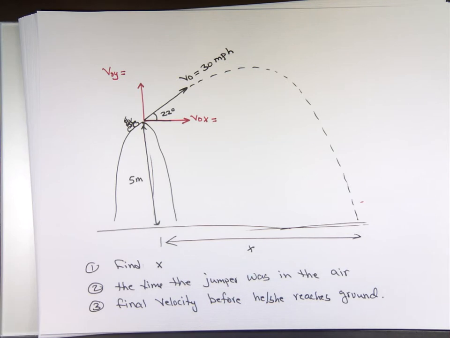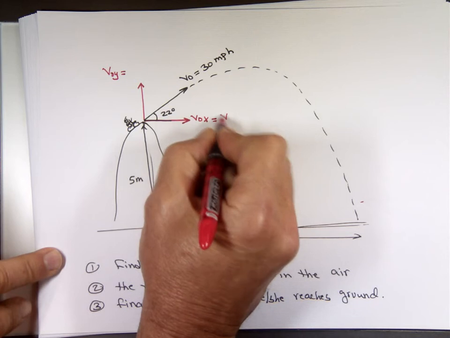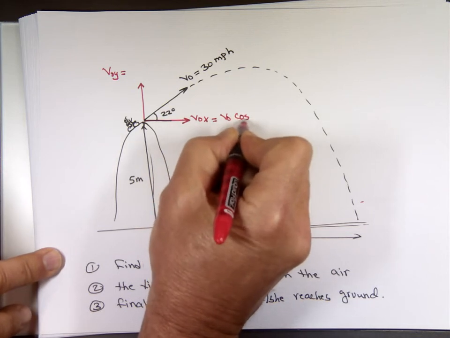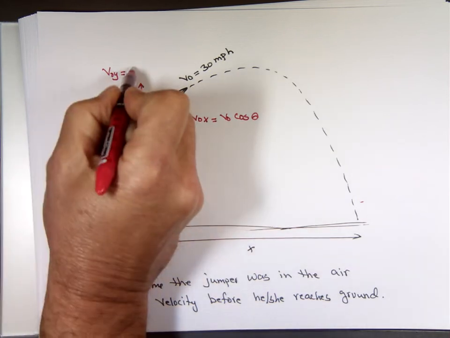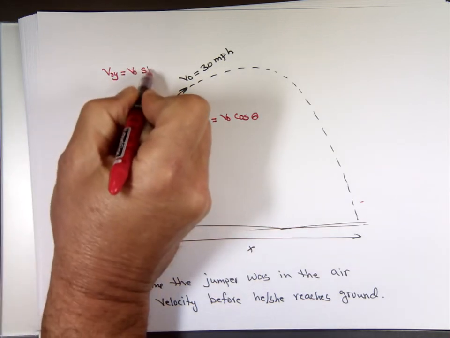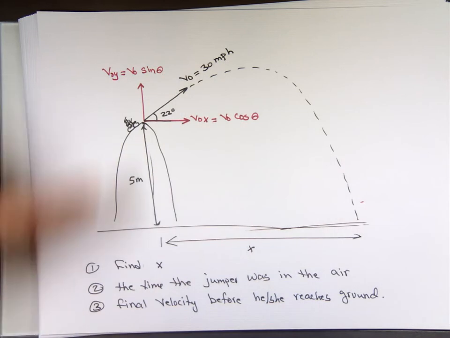I'll give you a little hint. That was the first topic we did in chapter 3. We called it components of a vector. How do you find the x component? Isn't that v0 cosine theta? Yes. And how do you find the y component? v0 sine theta. These are your initial velocity.